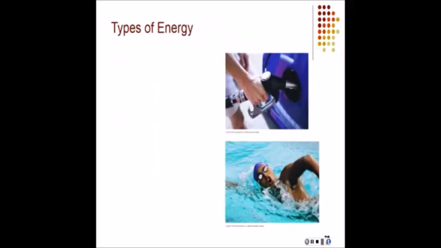Now, there are different types of energy. Two major types. The first type is called potential energy, and that's energy that's stored. And we think of like gasoline has a lot of potential energy in it. Coal and oil have high amounts of potential energy, whereas wood has much less potential energy.